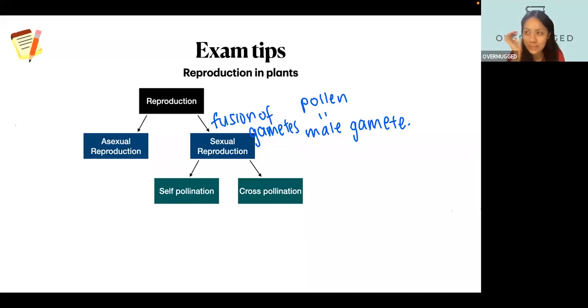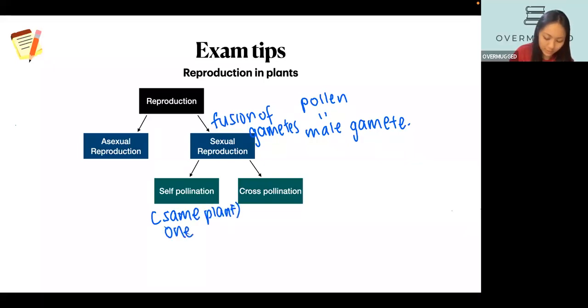This is when all the keywords are very important. Self-pollination, the quickest idea in terms of the content, I really don't want to go into it. But the whole idea, next time when you are doing MCQ or anything, the best guide: self-pollination is if they're the same plant, basically one plant. In this case, maybe the flowers have both the anther and stigma.